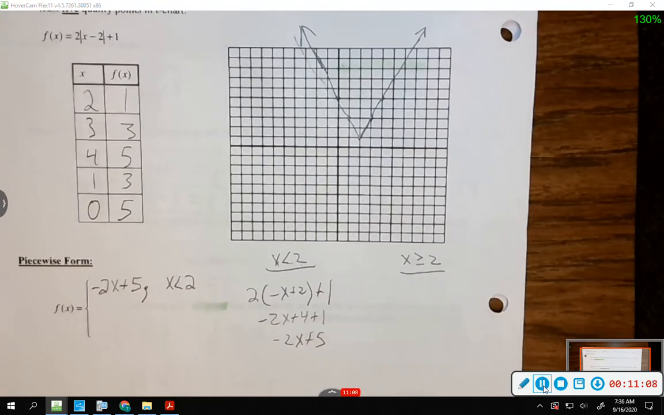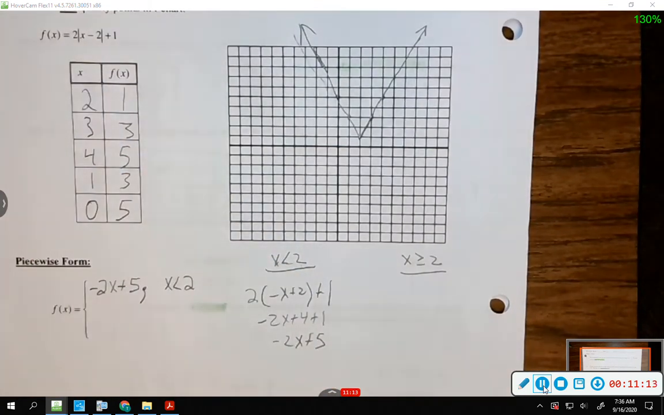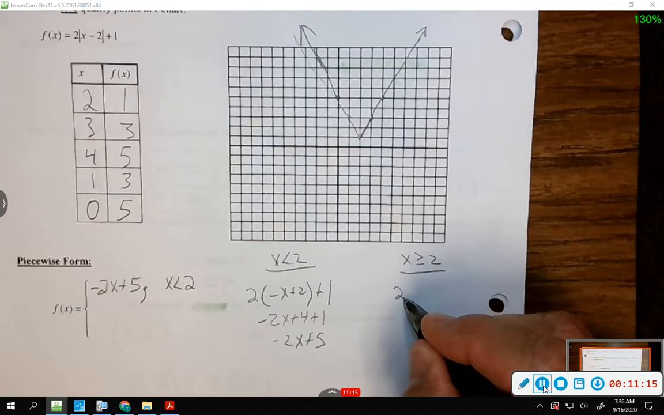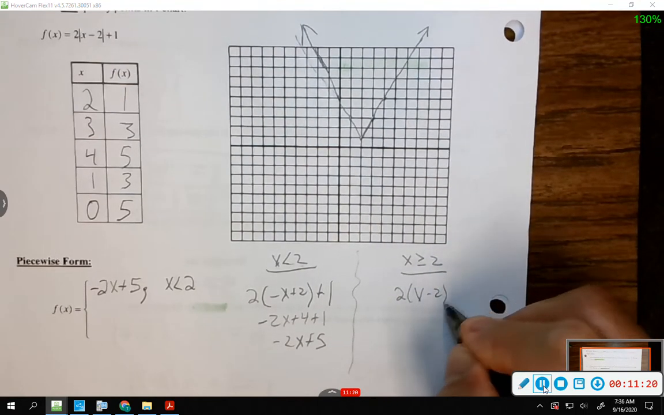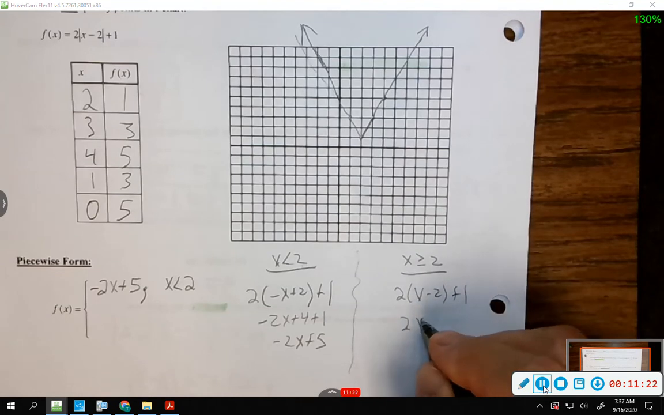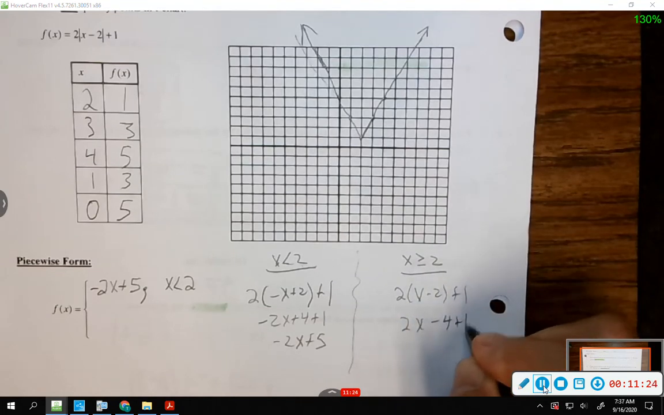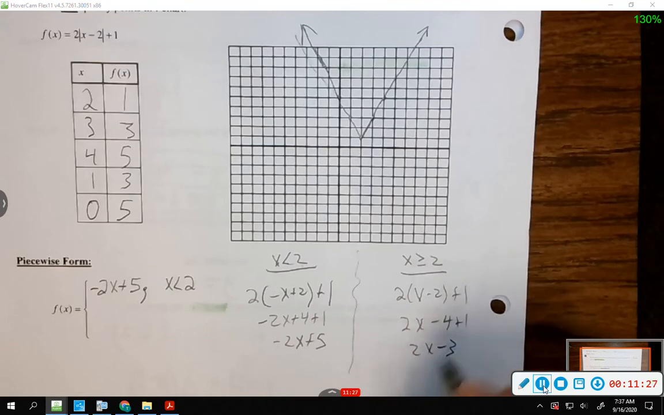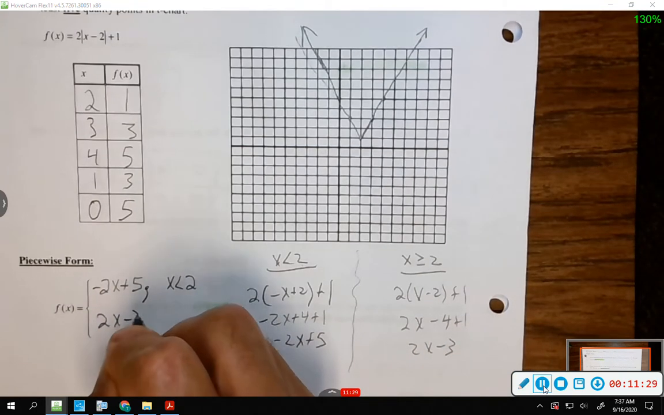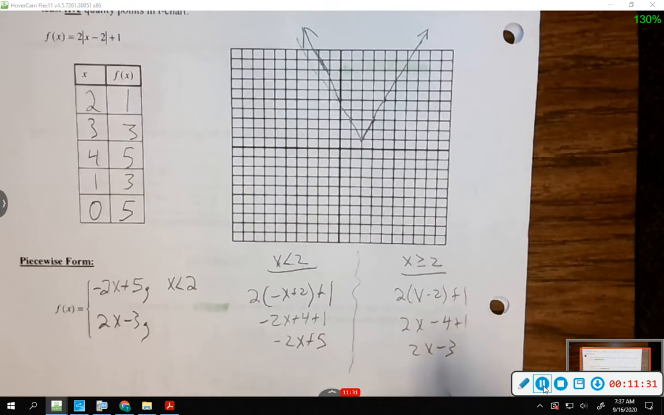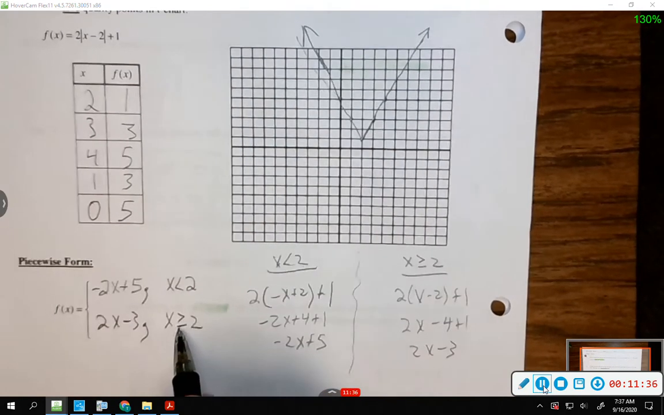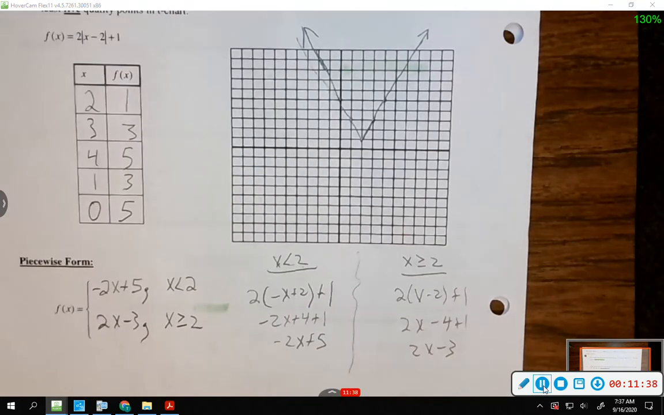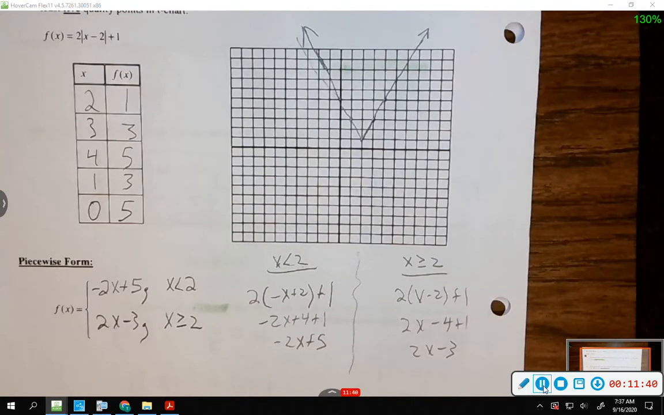Has to be correct. Okay, when x is greater than or equal to 2, these absolute value bars are meaningless. The number is already positive. So it's 2 times x minus 2 plus 1, which is 2x minus 4 plus 1, or 2x minus 3. 2x minus 3, comma, then the domain restriction. X is greater than or equal to 2. Do not have the equal to in both spots, only in one. So far, so good, hopefully.